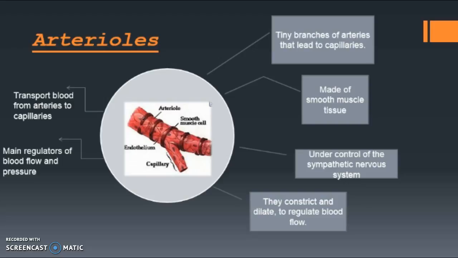decreased contraction of circular smooth muscle in the arterial wall, which leads to decreased resistance and increased flow through the vessels. So they also vasodilate to increase the blood flow. This is also known as autoregulation.